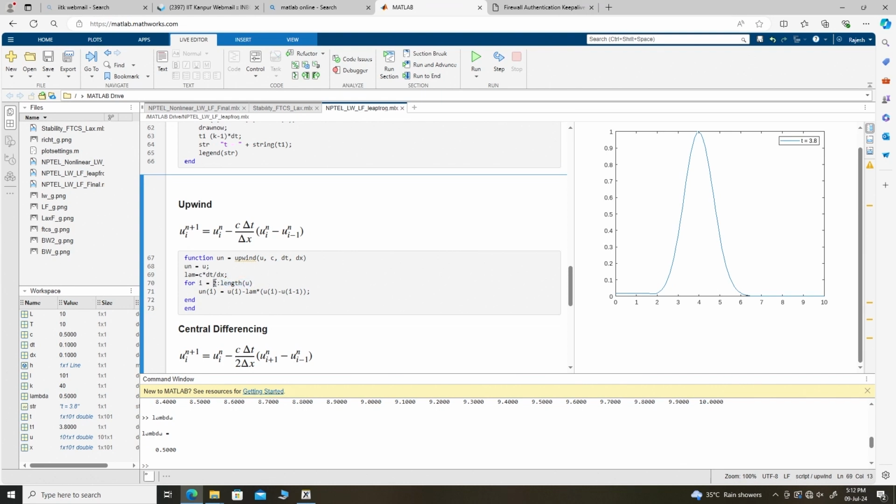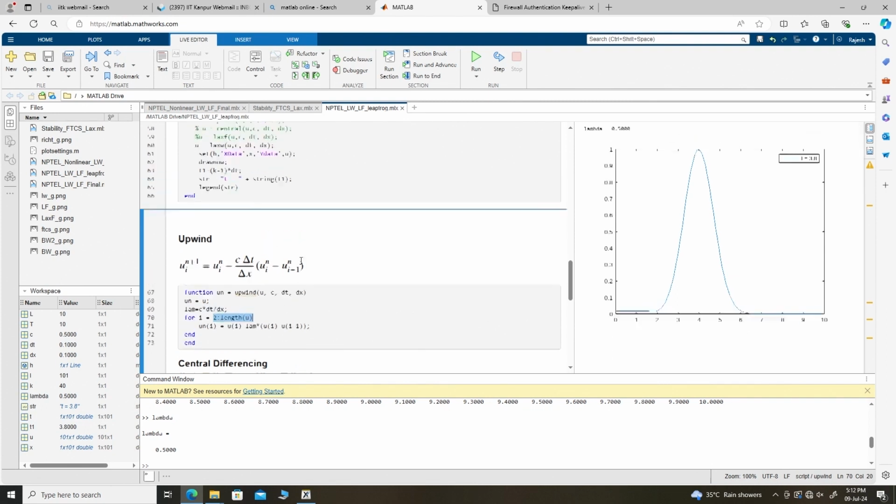Why am I starting from 2? Because it takes the value of i minus 1, so it cannot go to i equal to 0. MATLAB starts from 1, so I am taking from 2. That means you need boundary conditions at both the sides.